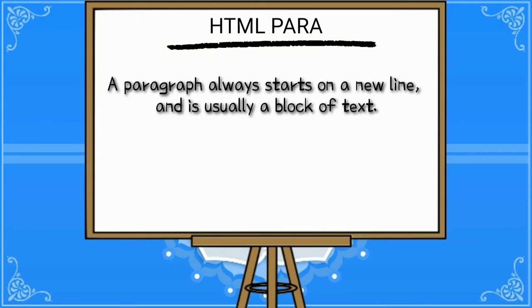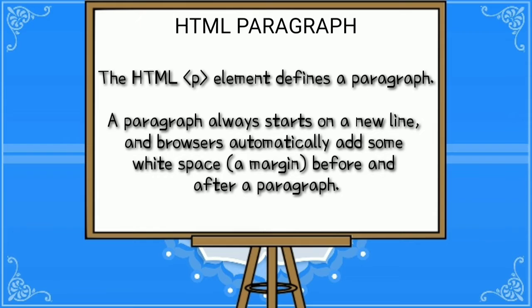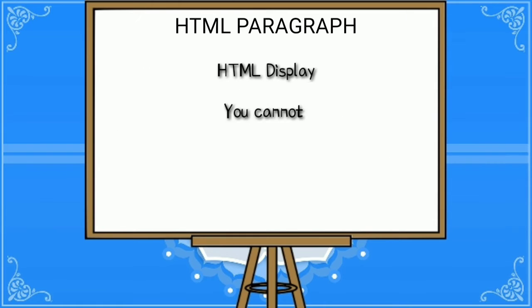HTML paragraphs. A paragraph always starts on a new line and is usually a block of text. The HTML p element defines a paragraph. A paragraph always starts on a new line, and a browser automatically adds some white space, a margin before and after a paragraph.